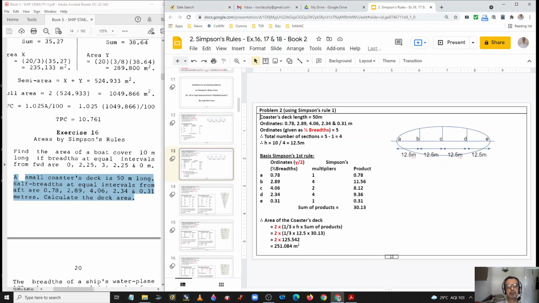This is the information given to us in the problem. The number of ordinates, in this case the ordinates are for half breadths, also called half ordinates or semi-ordinates. They are 5 in number. Therefore, the total number of sections, as you will see in the drawing, is equal to 4.